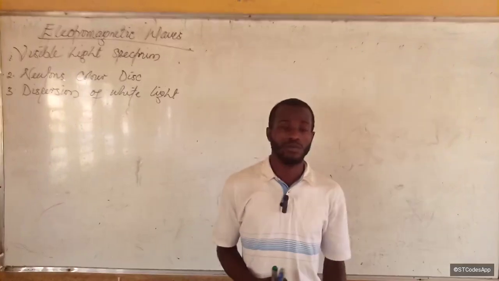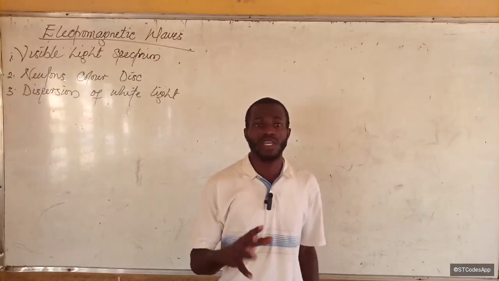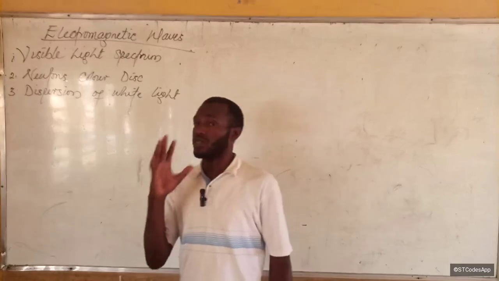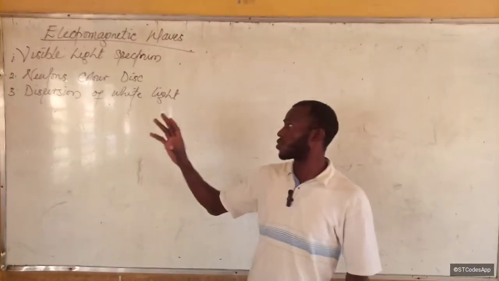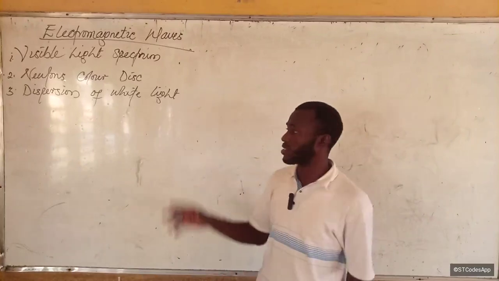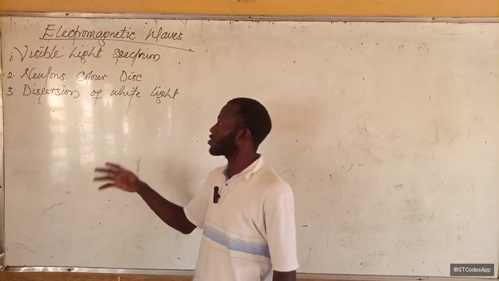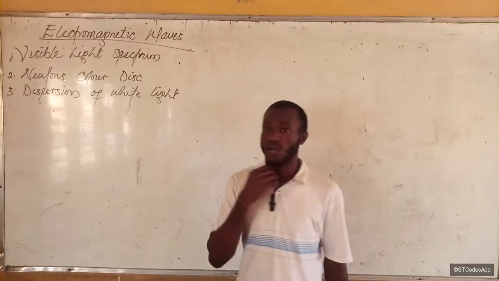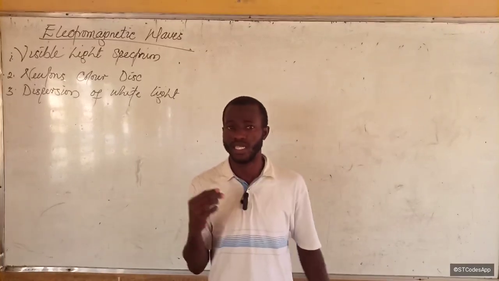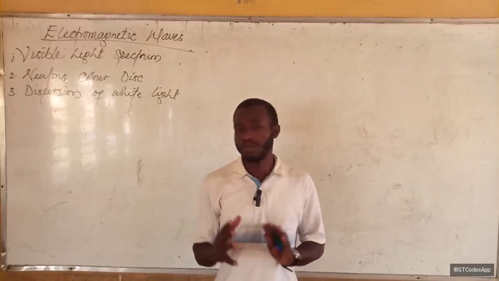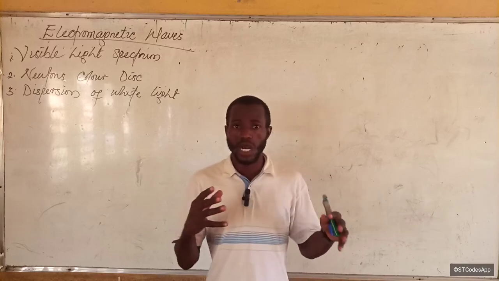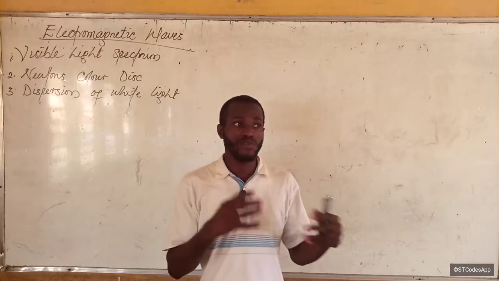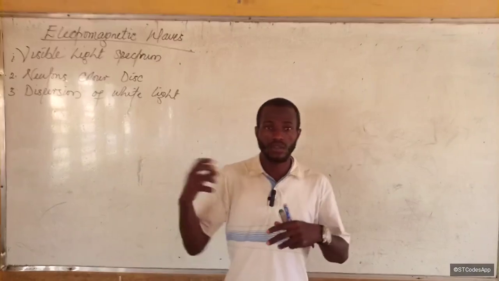In this video, we are going to be talking about the electromagnetic waves. I will be covering subtopics like the visible light spectrum, Newton's color disk or the Newtonian color disk, and the dispersion of white light. Now, what is dispersion of white light? Dispersion of white light is simply the separation of white light into the various colors or the various wavelengths of light that it contains.